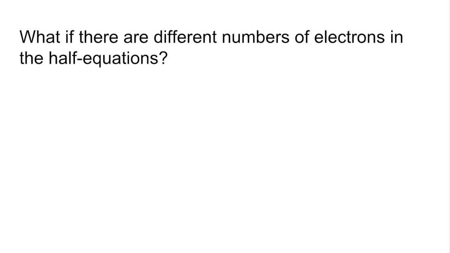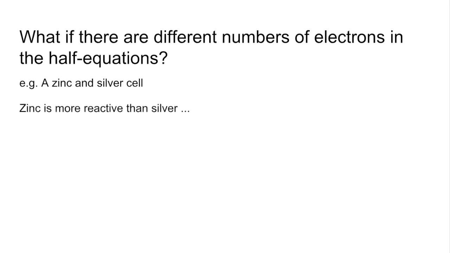What if you have different numbers of electrons in your half equations? So we'll look at an example of that now. So a zinc and silver cell would have that. So we need to know zinc is more reactive than silver. I'm sure you knew that from the basic reactivity series. So there's the two half equations.